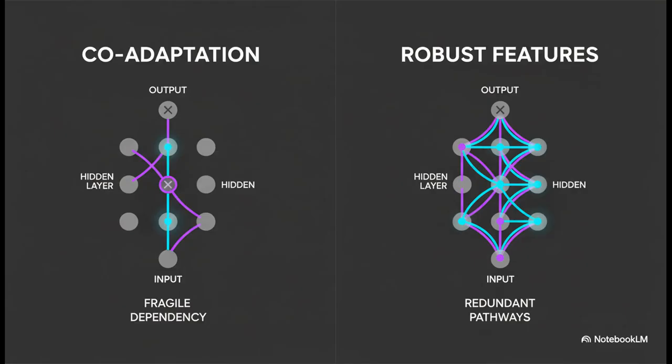And the real reason this works so well is that it forces the network to build in redundancy. Because any neuron could just disappear at any moment, the network can't afford to have any single neuron or pathway be too important. It has to learn multiple ways to detect the same features. This breaks up fragile dependencies and creates a model that is way more robust and generalizes so much better.